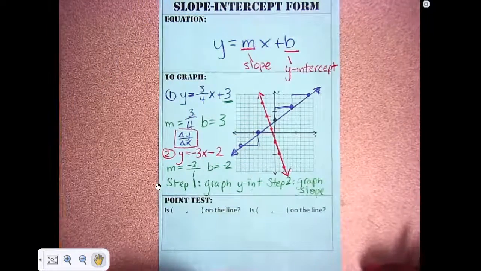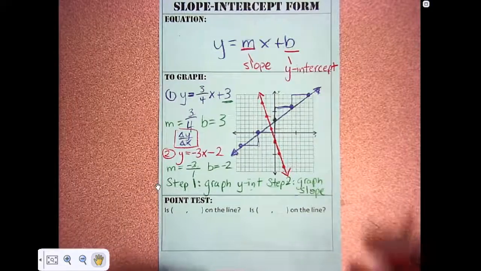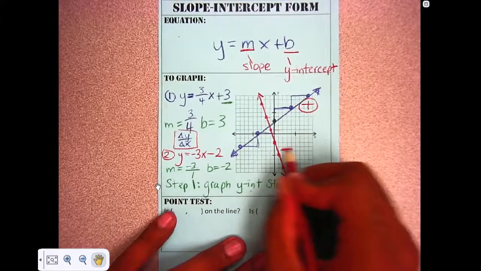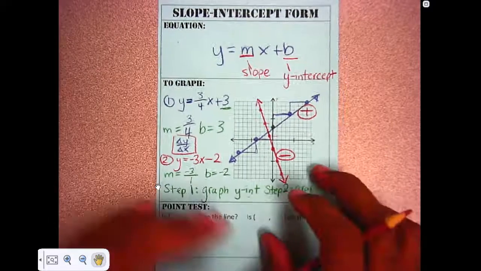Okay. And that's how you graph a line. This has a positive slope. This has a negative slope because it's going down. Okay. So now let's look at some problems on your homework.